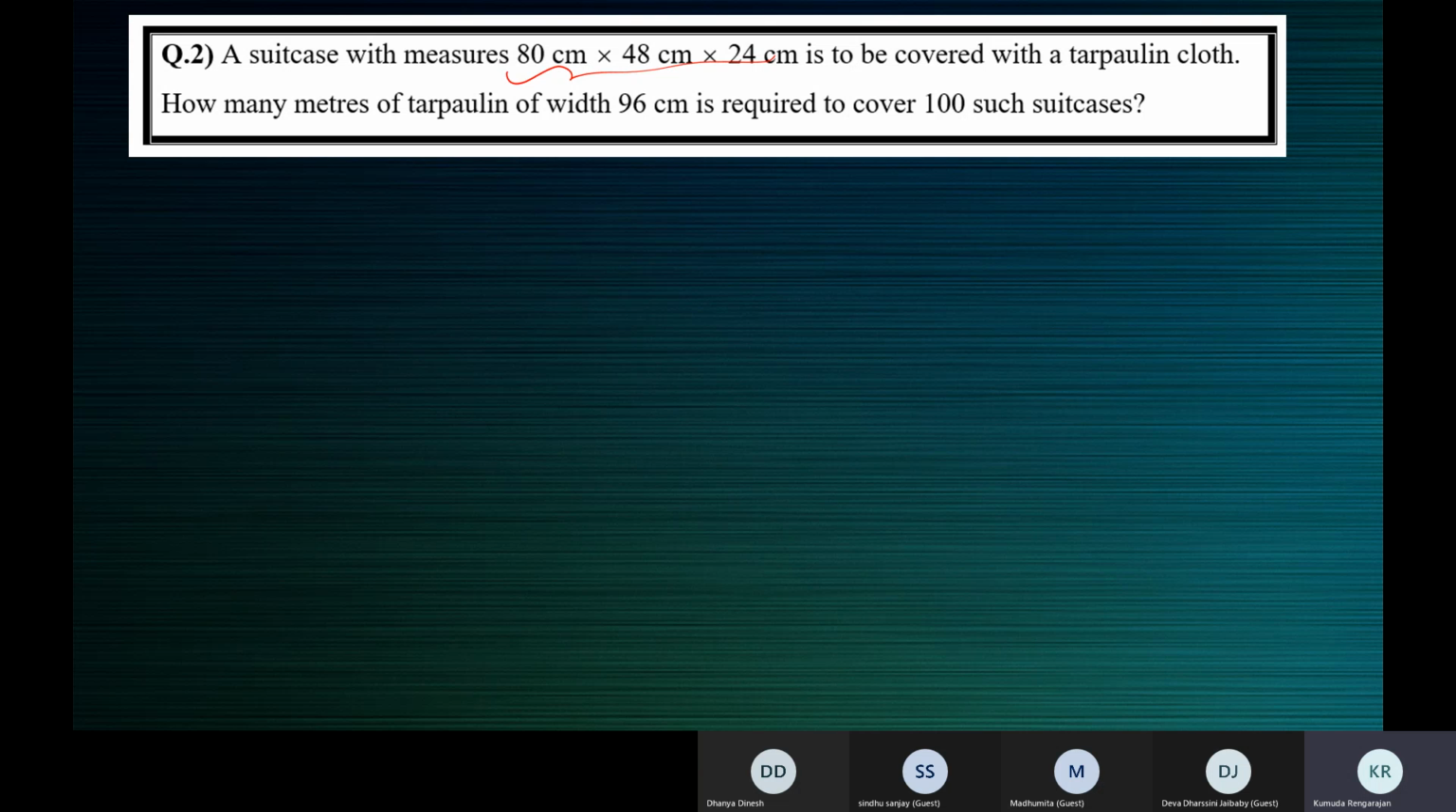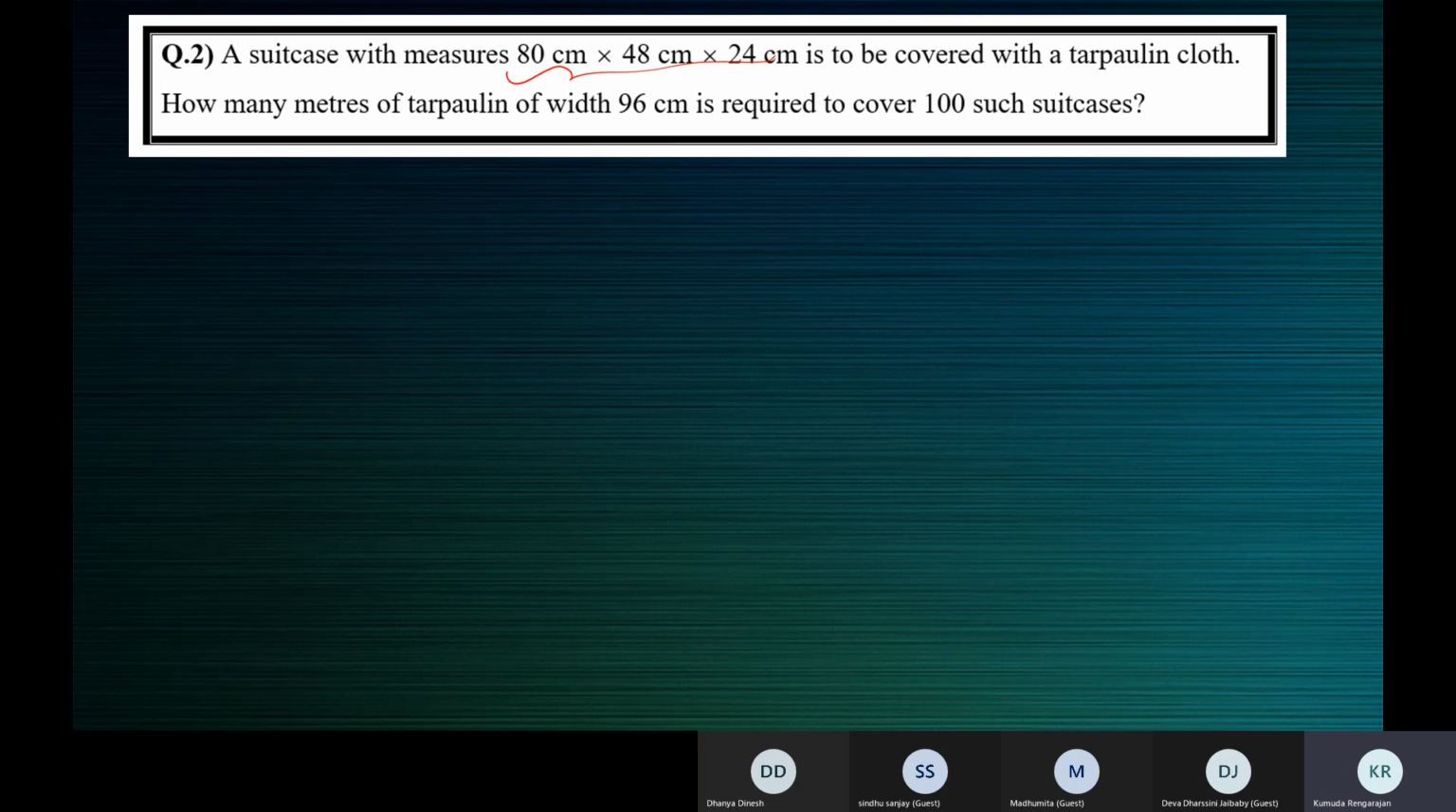Now, the question to you is, if you want to get some dress stitched, the tailor will tell you to get some length of top material and some length of bottom material. Now you have to decide how many meters of tarpaulin. When you go to the market, what length of tarpaulin will you buy to cover these 100 suitcases? So how do we calculate that?